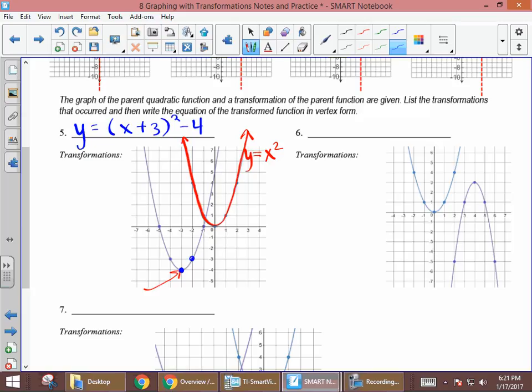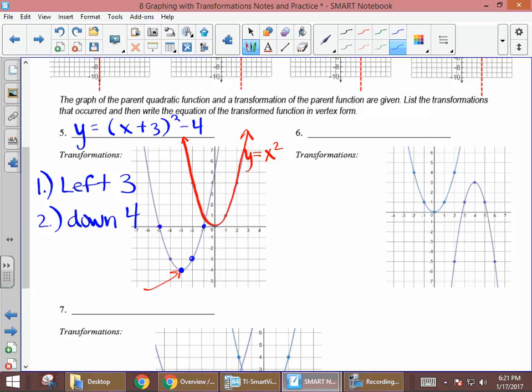Over 1, up 1, over 2, up 4. Same things happen on both sides, so there is no stretch. So again, in order, this was left 3, and then down 4.